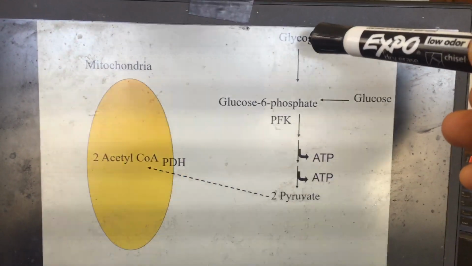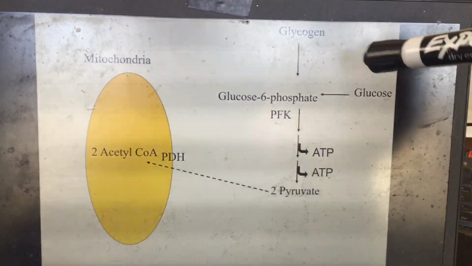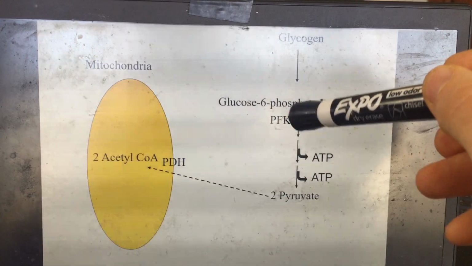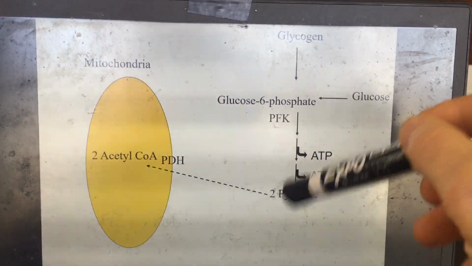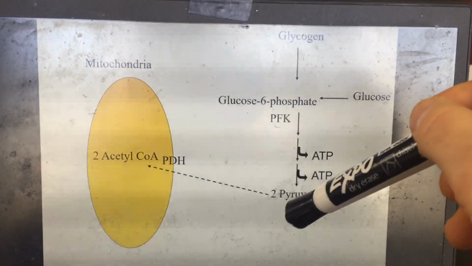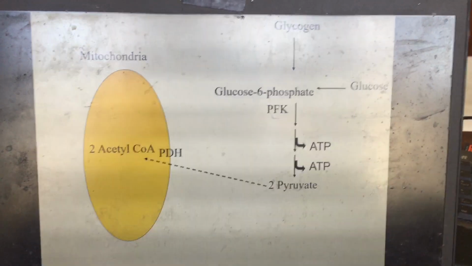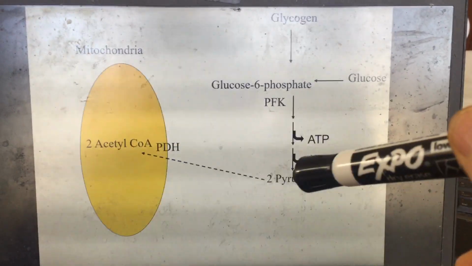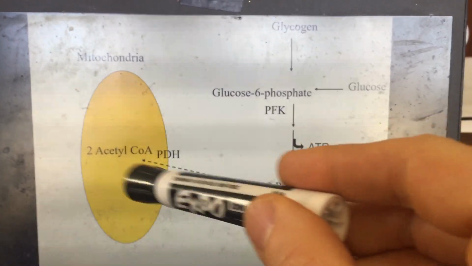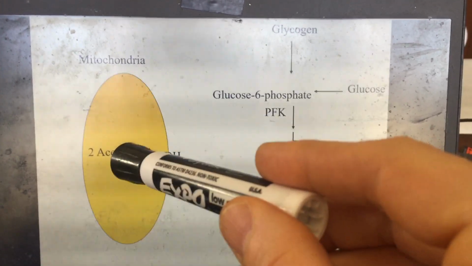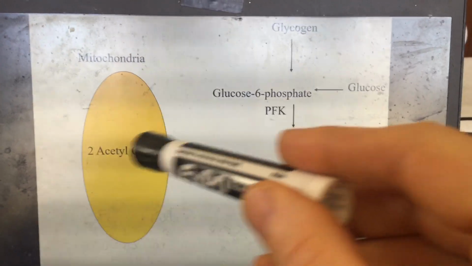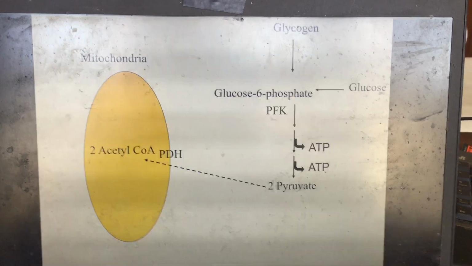glycogenolysis is essentially the breakdown of glycogen. Glycolysis is this pathway down here. It produces 2 ATPs. When pyruvate is taken into the mitochondria, it will enter the Krebs cycle. So you see acetyl-CoA is the starting molecule for the Krebs cycle.